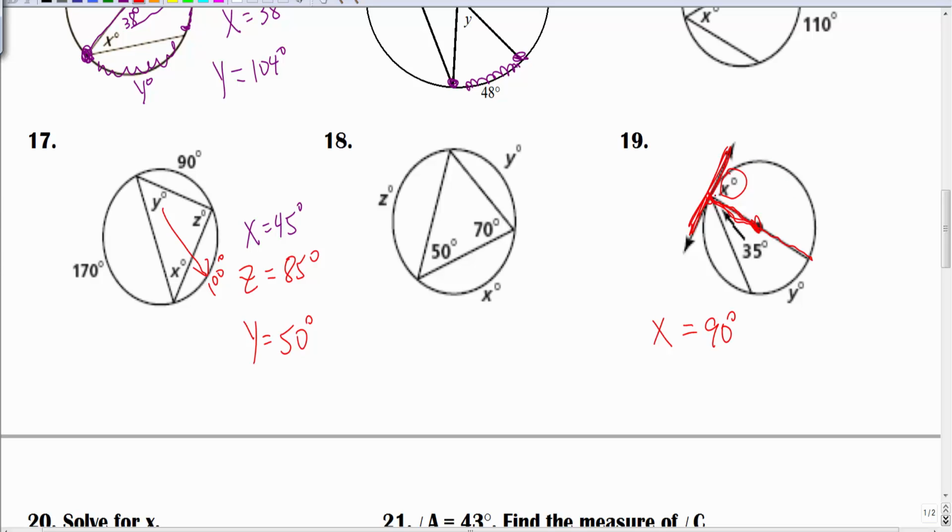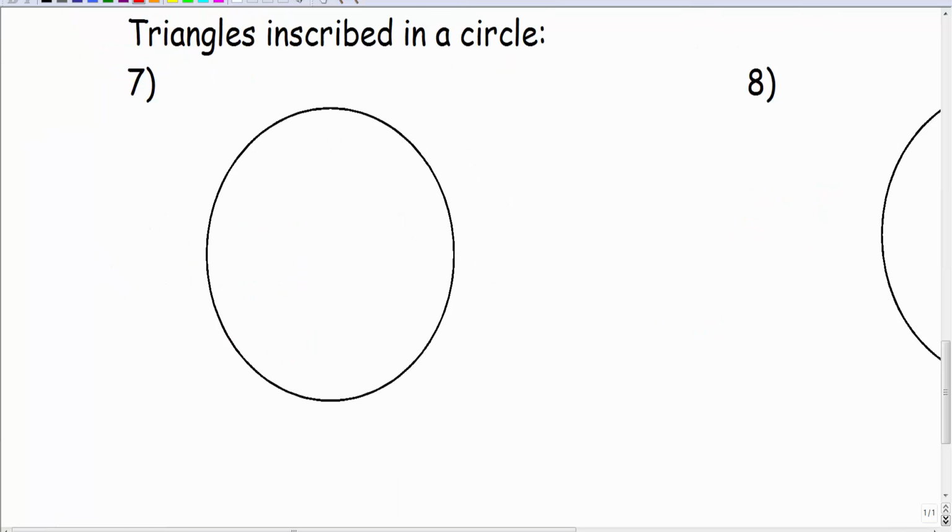The other reason is this is sort of like an inscribed angle, where its measure is equal to half the arc that it cuts. And this could be considered the arc that it cuts. So 2 reasons why X is 90 degrees. That's all I've got to say about that. You find Y, and you do the other ones. And we'll take a little break here.